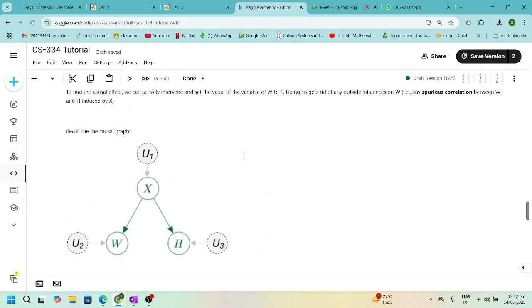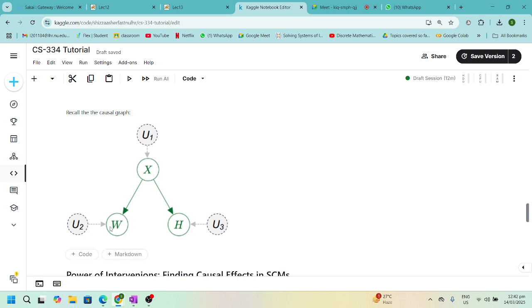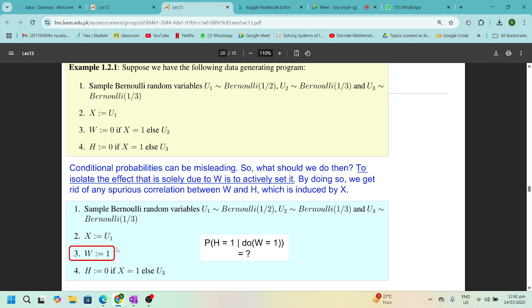So essentially इस ग्राफ के अंदर W की dependency X के ऊपर थी, उसको आपने remove कर दिया. So you remove this arrow and you replace it with a coin flip. This is how it changes your data generating algorithm. Now W is set to 1. I have changed this row basically. That is the difference between conditioning and intervention.